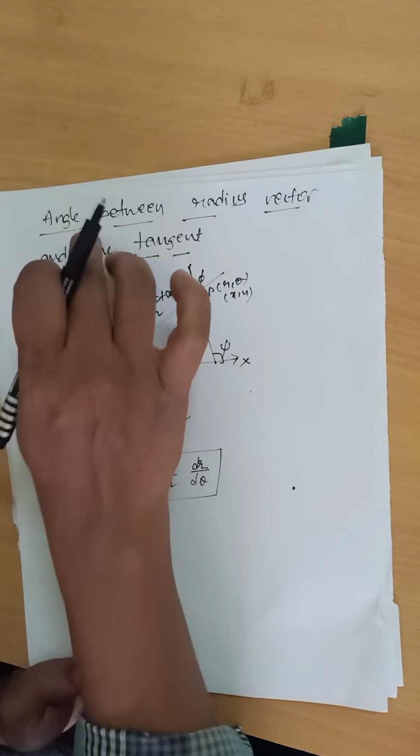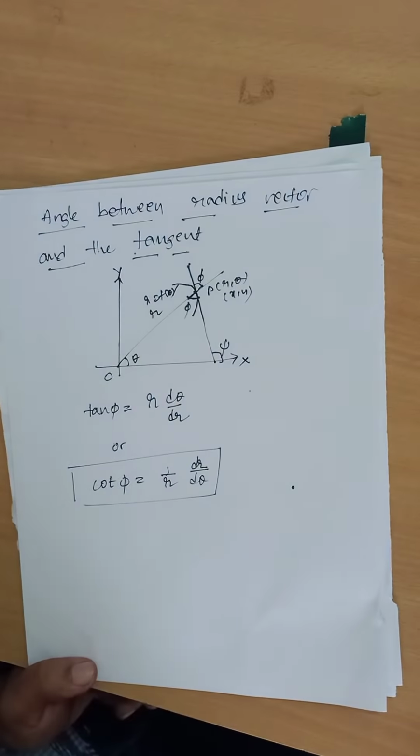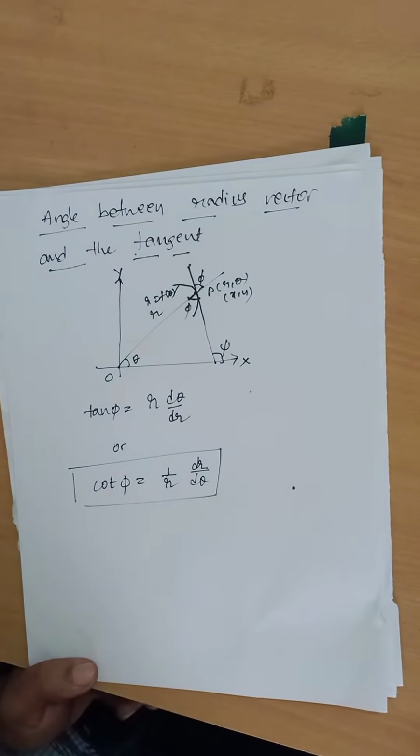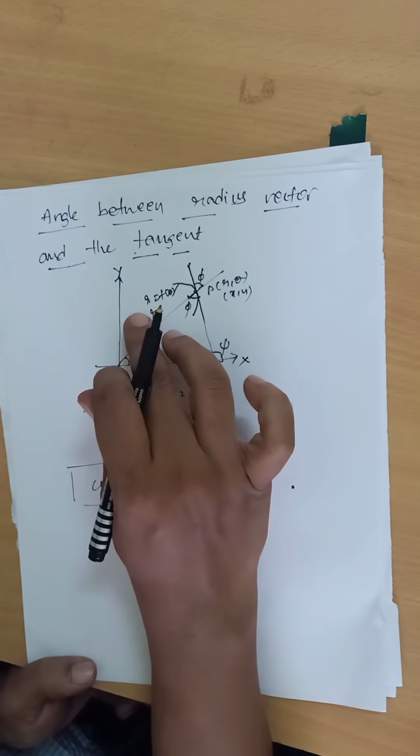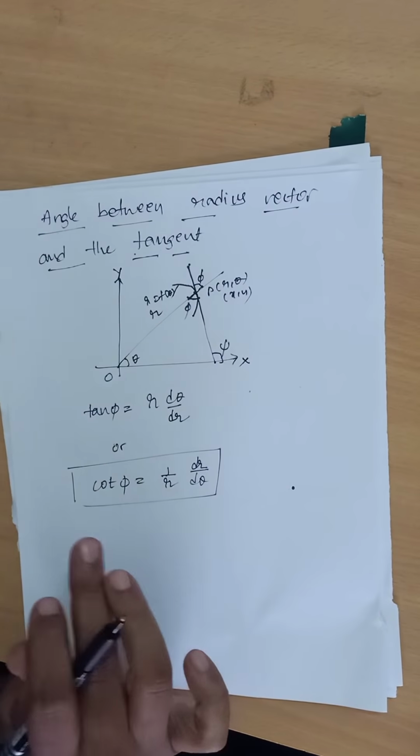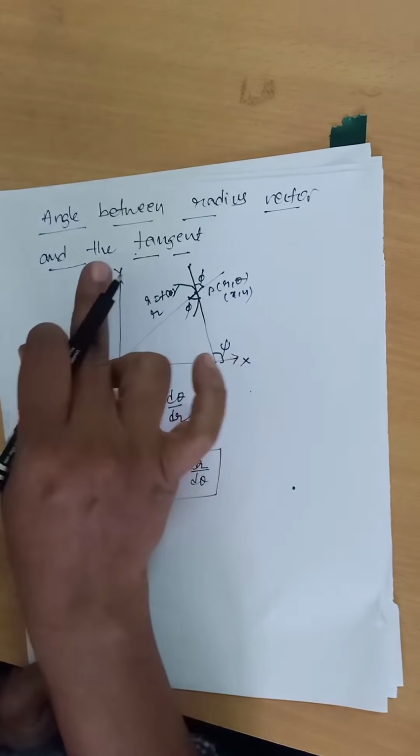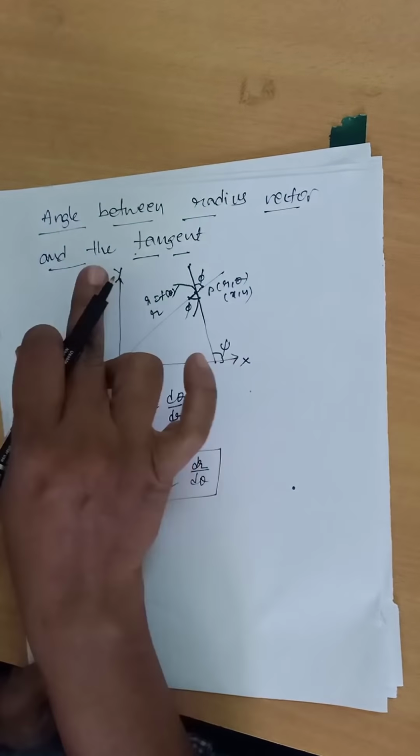This formula gives the angle between the radius vector and the tangent. See, in every problem one polar curve is given in the form of r is equal to f of theta. Using that, we find the angle between the radius vector and the tangent with the help of the formula cot phi is equal to 1 by r dr by d theta.